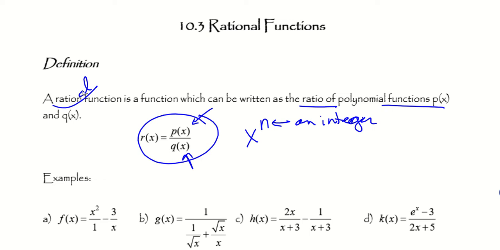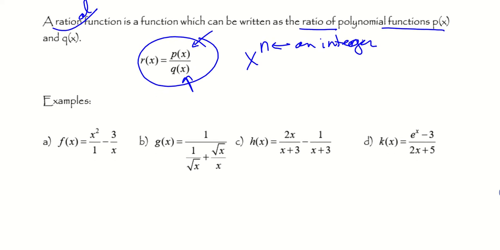So let's look at some examples. In my first example, I have f of x equals x squared minus 1 over 1 minus 3 over x. If it can be written as a rational function, then I should be able to write that as one fraction, which means I need a common denominator. So I would have to multiply this first fraction by x over x, which would give me x cubed minus 3 all over x. So yes, that is a rational function. We have a cubic polynomial on top, linear polynomial on the bottom.